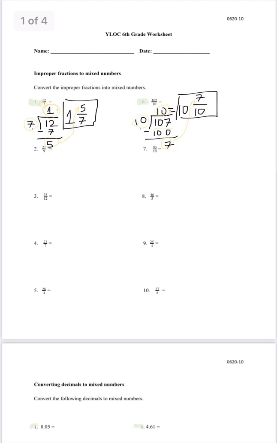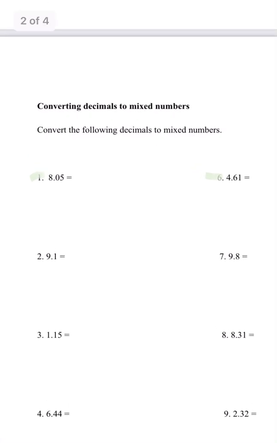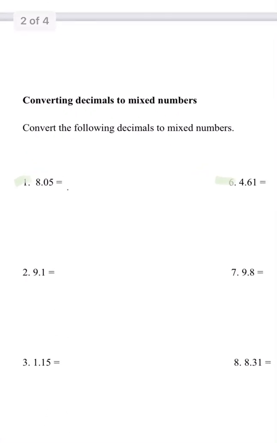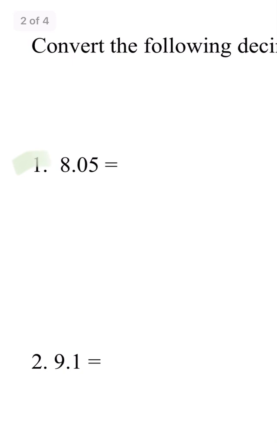Okay, so try the other ones, and let's move on to converting decimals to mixed numbers. So we're converting decimals this time, and what we do is simple. This whole number, we're just going to leave it as a whole number, okay? So we just have to deal with the decimals.